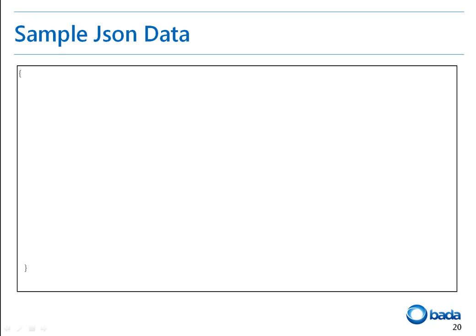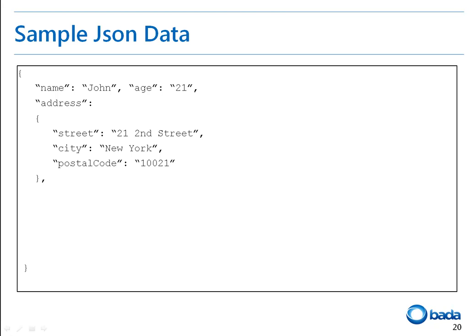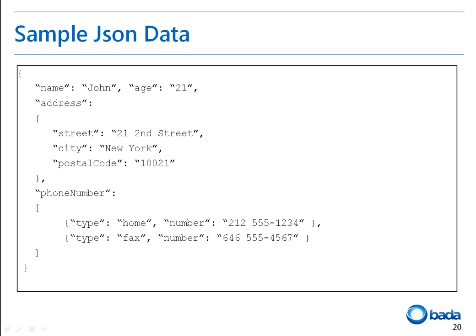Now, let's try to understand a sample JSON representation of an object that describes a person entity. A person has name and age keys with values such as John and 21. The address key is a composite key with street, city, and postal code keys that have values 21 2nd Street, New York, and 10021, respectively. The phone number key is an ordered list of phone type and number keys.